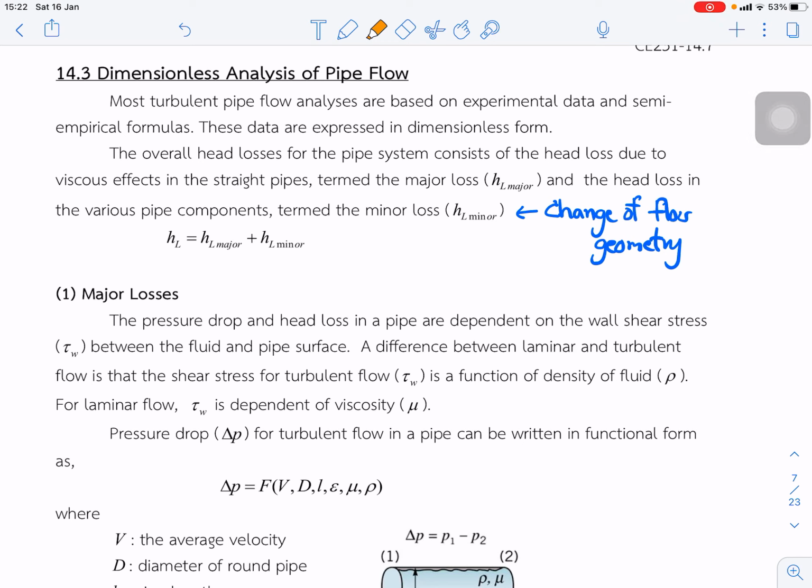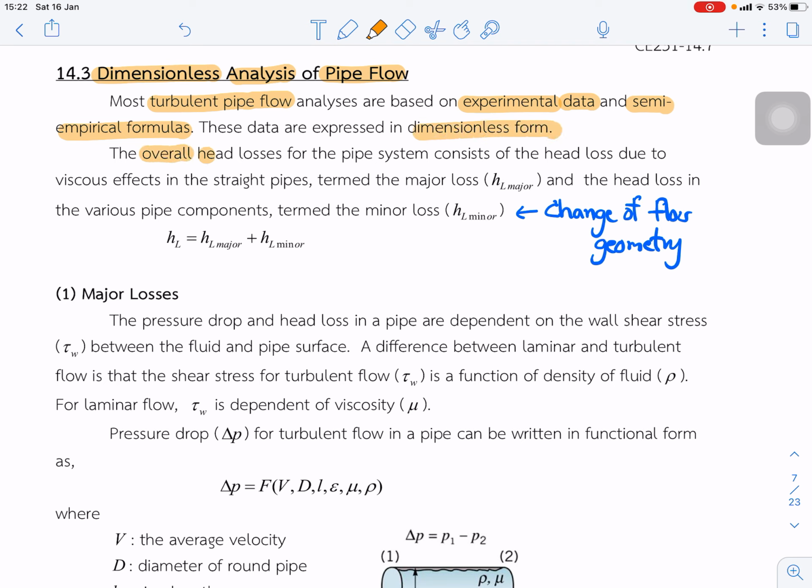Next section is dimensional analysis of the pipe flow. Most of the turbulent pipe flow analysis is based on experimental data and semi-empirical formulas. These data are expressed in dimensionless form.